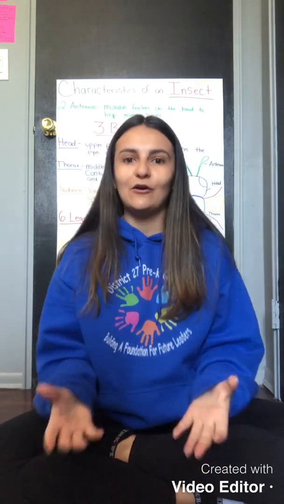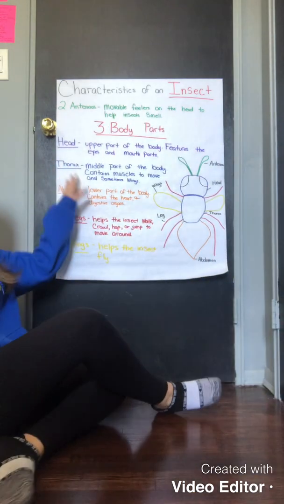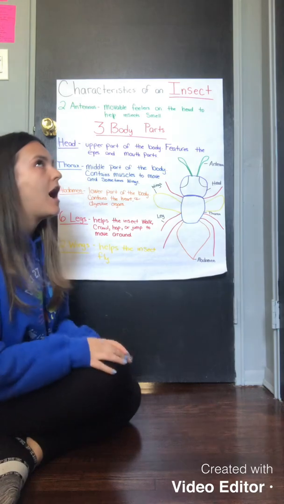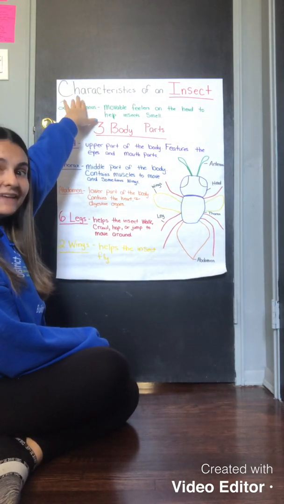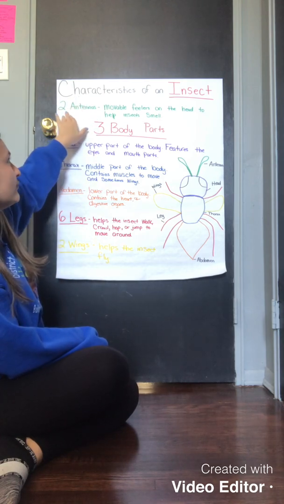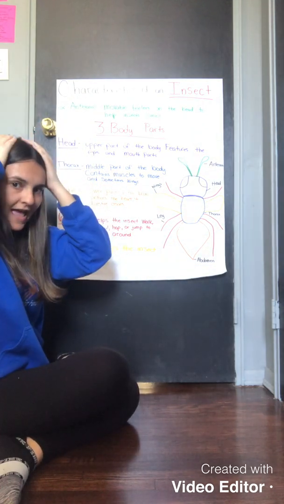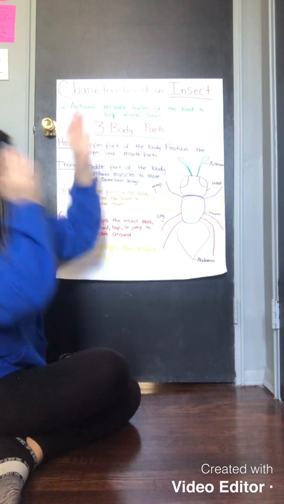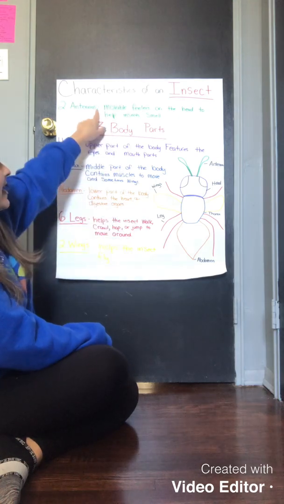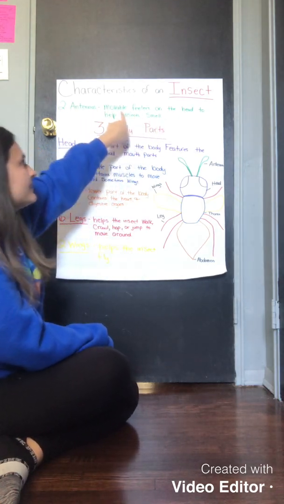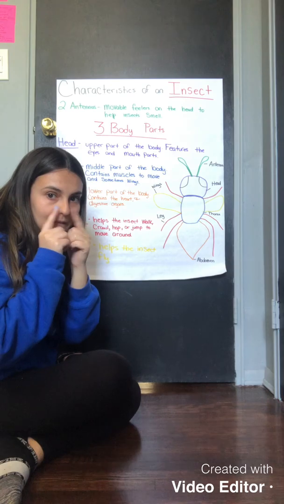Okay, so we're going to talk about the characteristics of an insect again. I know, right? We got to remember, it sticks in our brain. So, here's my beautiful chart that I created a few days ago. And it's called the characteristics of an insect. So we have what? What's at the top of their head? I can't remember the name. 2 antennas. If you said that, awesome job. They're movable feelers on the top of the head to help insects smell.